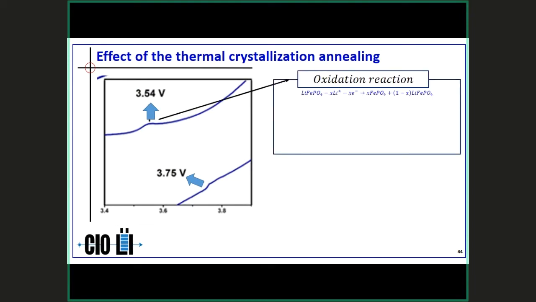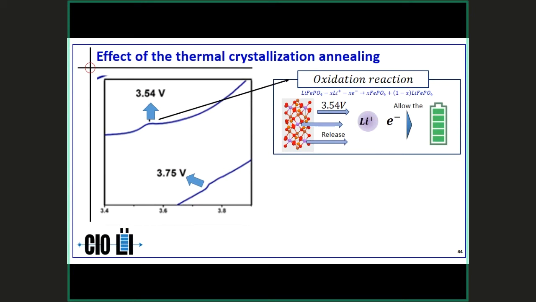Well, the first one is related to the oxidation reaction, which is described by this equation. This equation is telling us that the crystal structure of the lithium iron phosphate, when it was subjected to a voltage of 3.54 volts, in this moment it started with the release of the lithium cations and also the electrons that allow the charge of the battery. For that reason, we observe this increase in the electrical current.